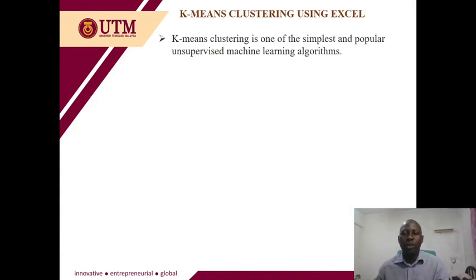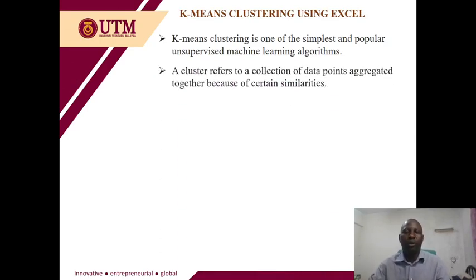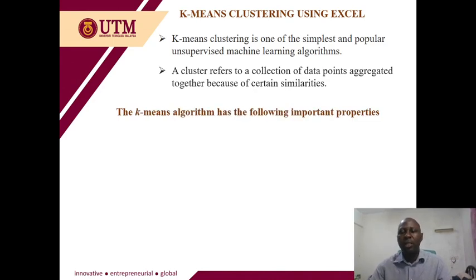So let's go to the introduction. K-means clustering is one of the simplest and popular unsupervised machine learning algorithms, and it is a collection of data points aggregated together with a certain similarity, that is to find the similarity between one cluster and another. And the algorithm has the following important properties.